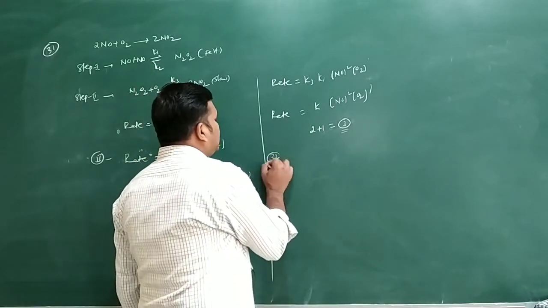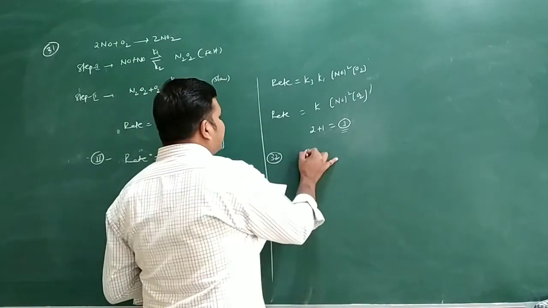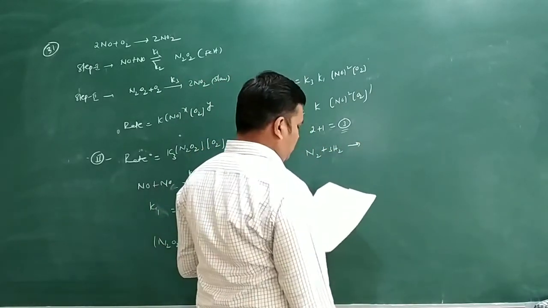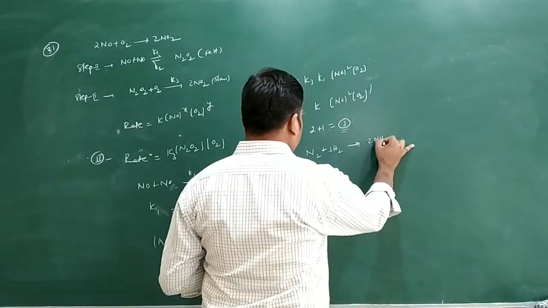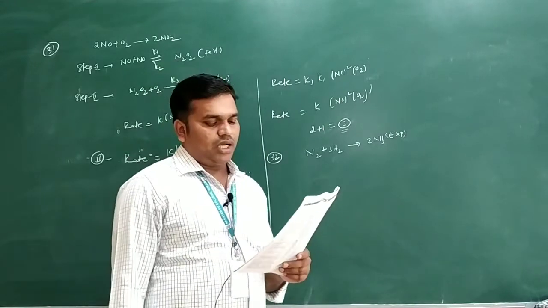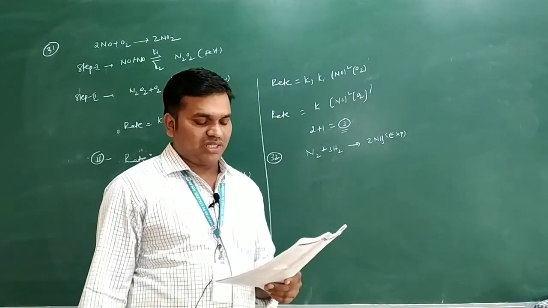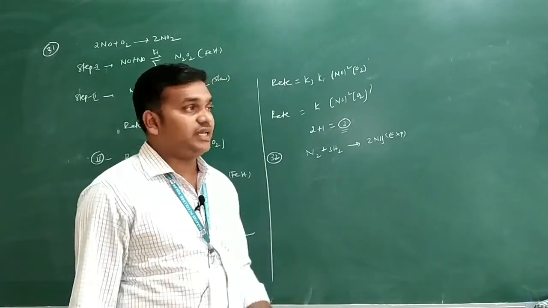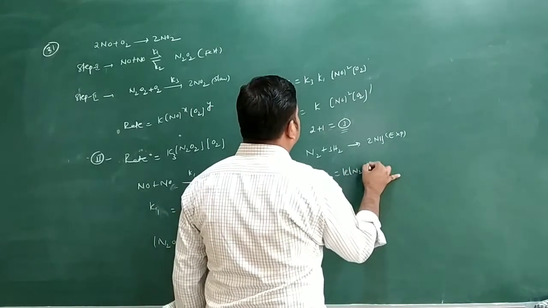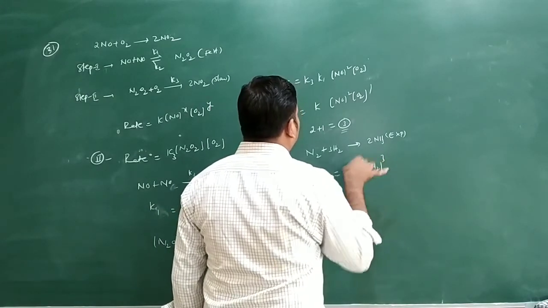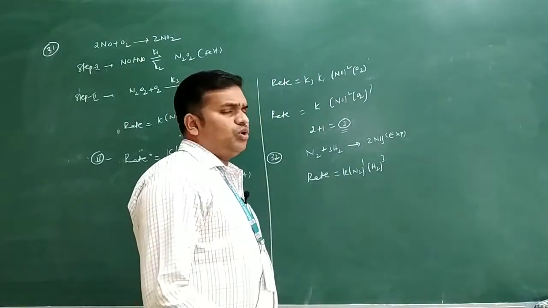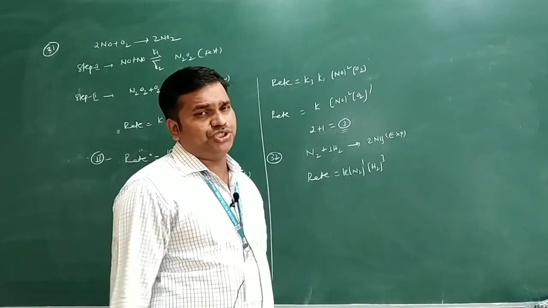Now we will see question number 32. The question is: N2 plus 3H2 gives rise to 2NH3. They have given some experimental equation here. They are asking to write down the unit of K, that means the rate constant units. So rate is equal to K into concentration of N2 whole power 1 and concentration of H2 whole cube. No order is given for this one, so you can take the coefficients directly as powers.